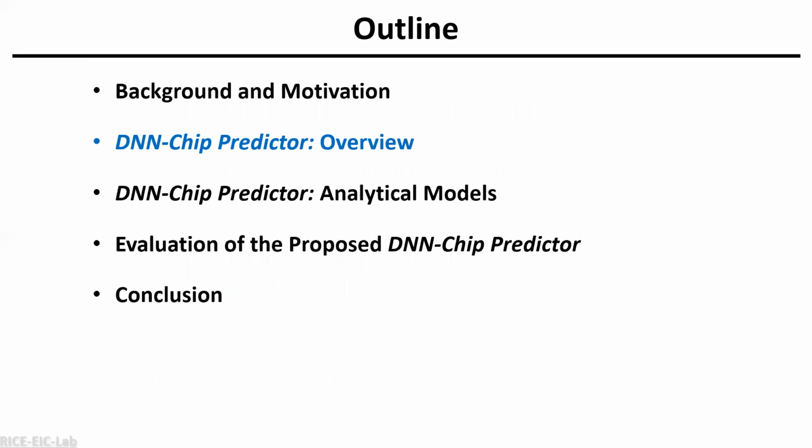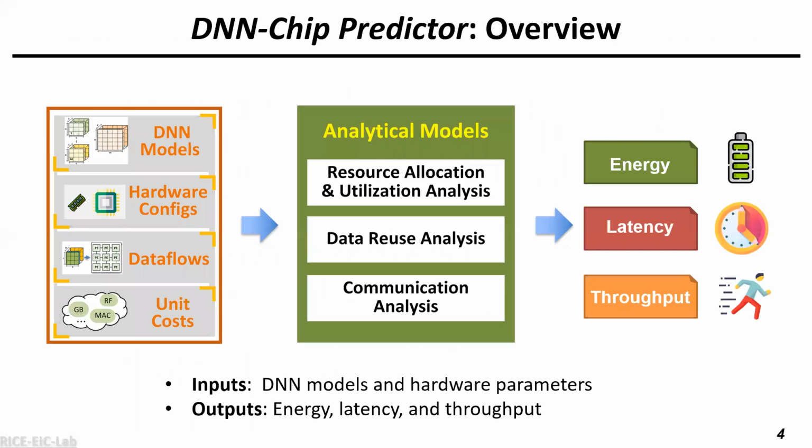Next, I will give an overview of our proposed DNN Chip Predictor. As shown in this figure, the DNN Chip Predictor accepts DNN models and hardware parameters, including hardware architectures, DNN to hardware mapping, and technology-based unit cost as input, and outputs corresponding energy, latency, and throughput predictions by analyzing the resource utilization, data reuse, and communication patterns.